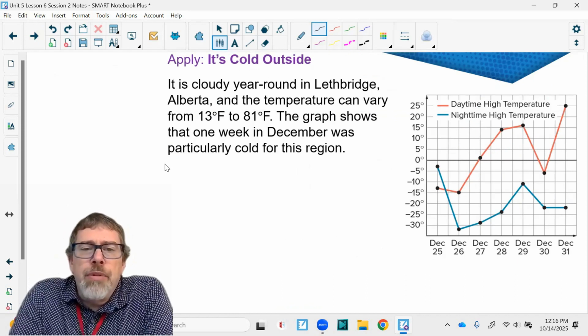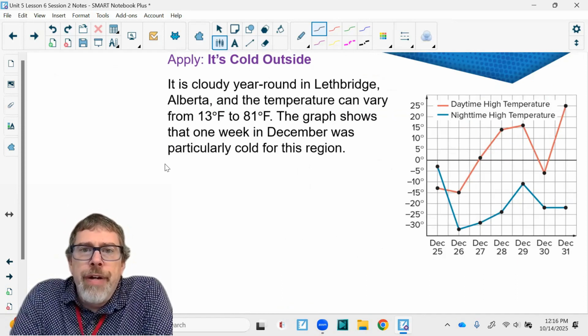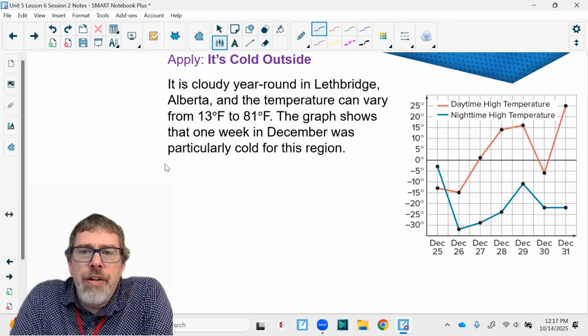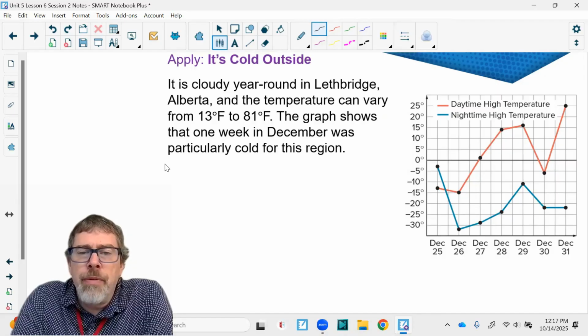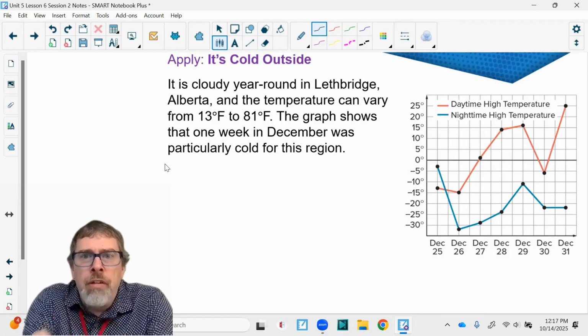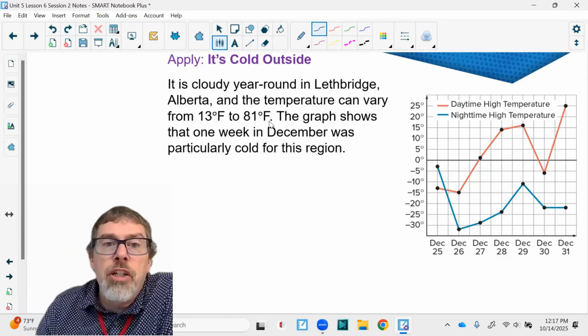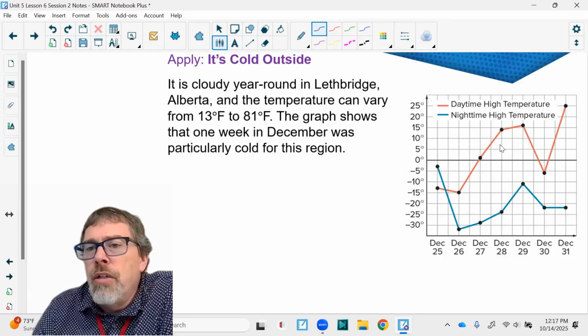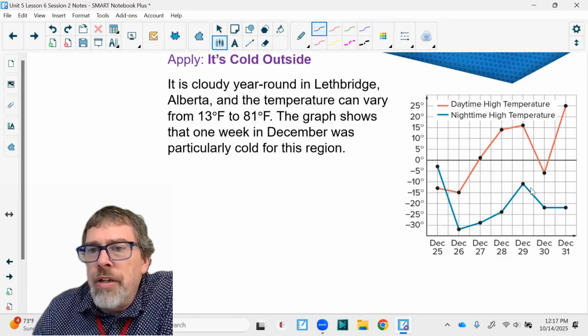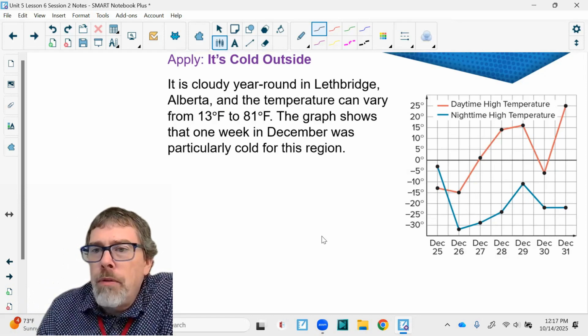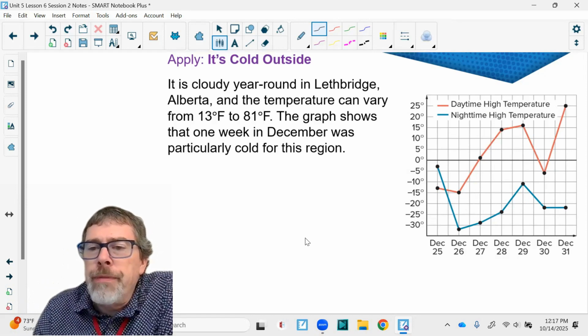Apply. It's cold outside. It is cloudy year-round in Lethbridge, Alberta, and the temperature can vary from 13 degrees Fahrenheit to 81 degrees Fahrenheit. Why they're doing it in Fahrenheit, I have no idea. Canada uses the Celsius scale. The graph shows that 1 week in December was particularly cold for this region. So the red are daytime highs and the blues are nighttime highs.